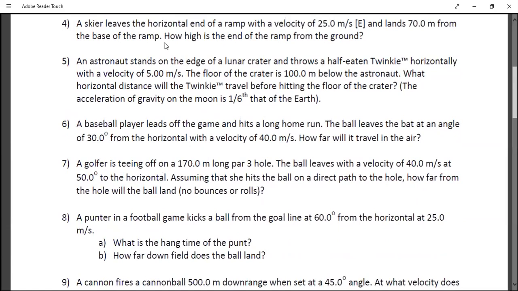Okay, so for the fourth one, again, it's the same. The velocity is given and it lands 70 meter away, means the horizontal distance is given. So it is again your horizontal motion. So first get the value of time it will take in that horizontal motion. That time value will be just directly your distance by speed.